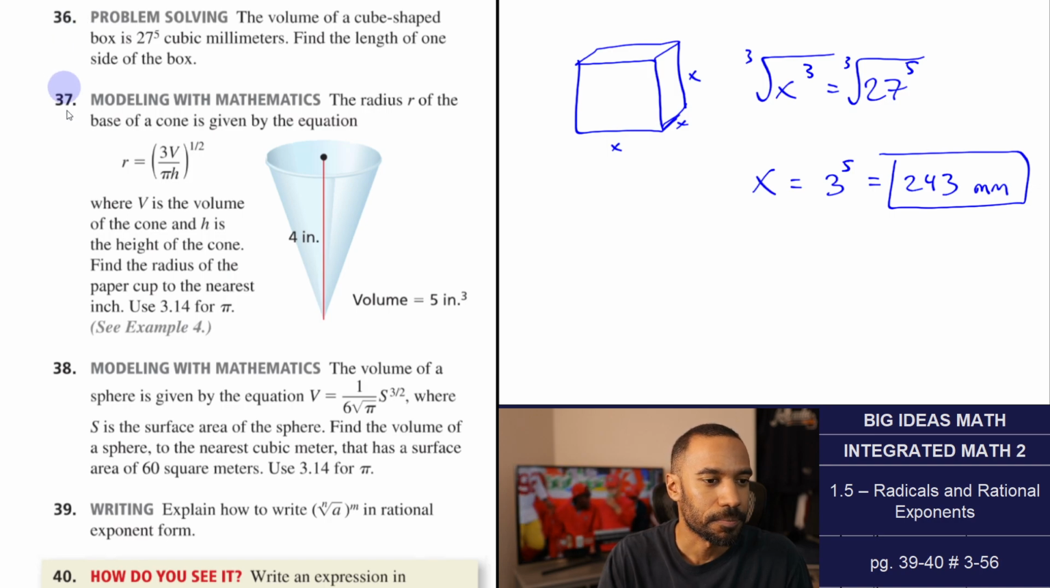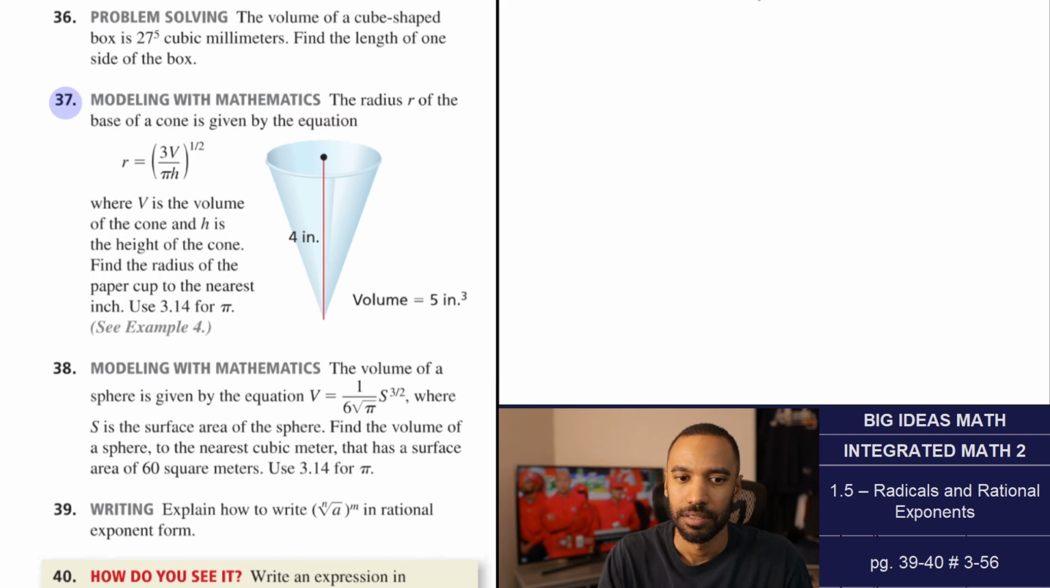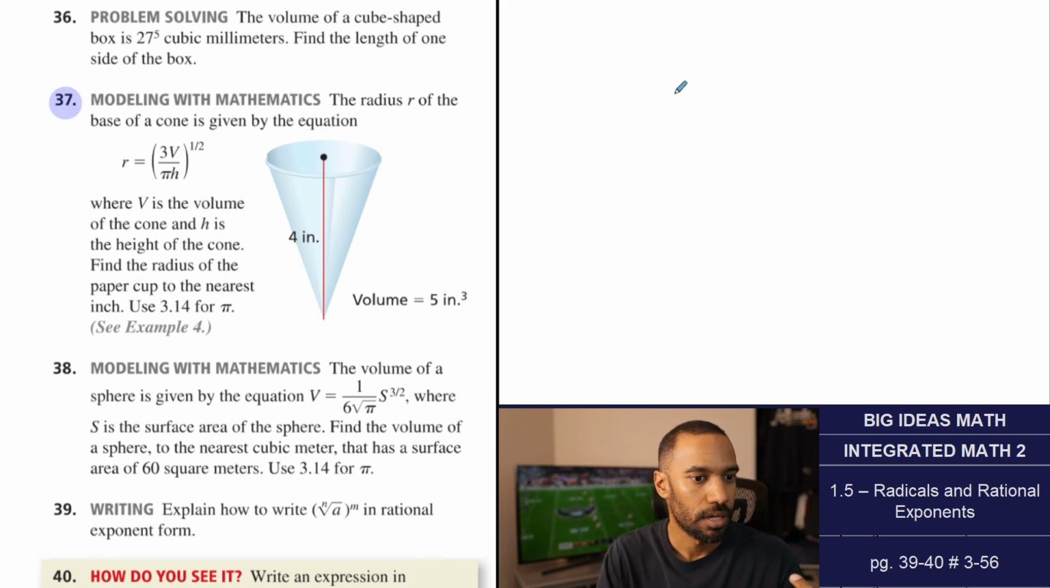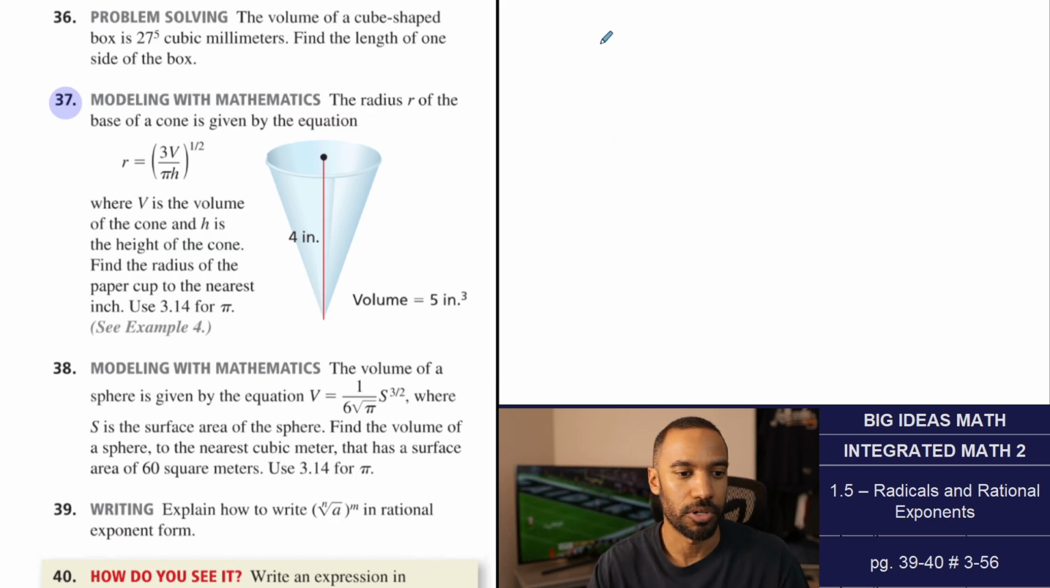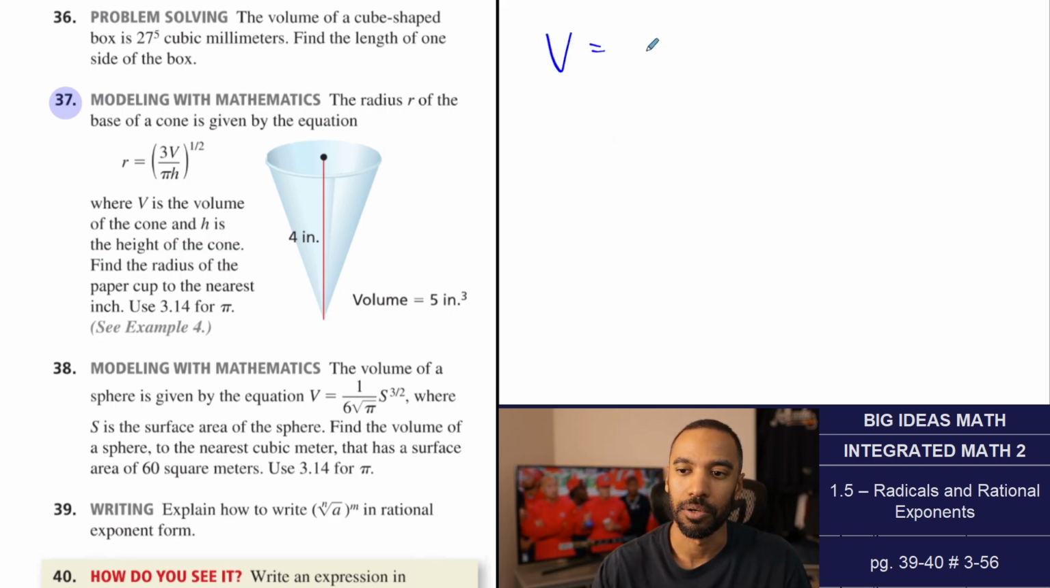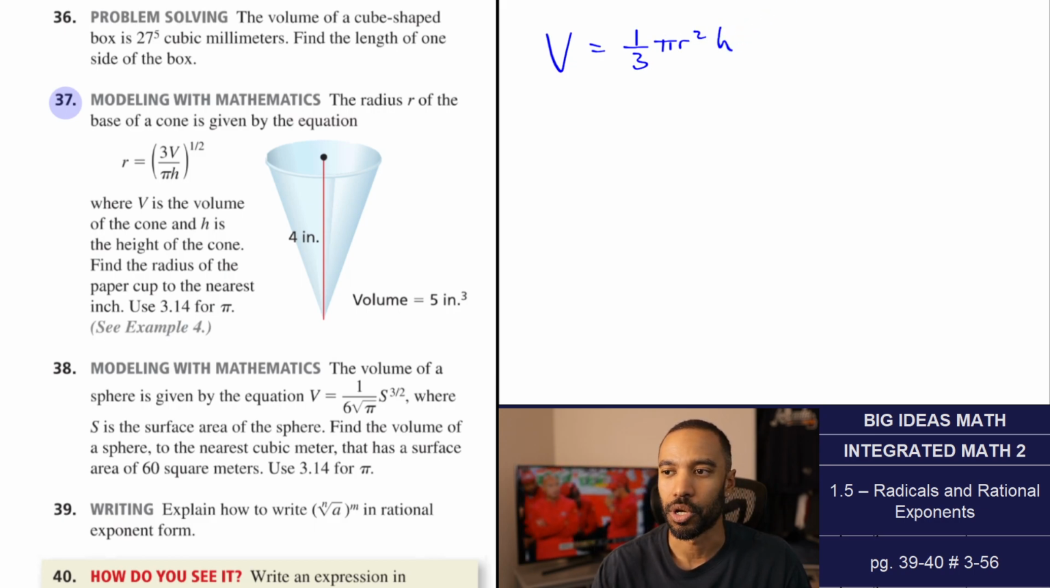Number 37. The radius r of the base of a cone is given by the equation. I think we were talking about a sphere in the lecture portion, if you heard that. But the volume of a cone is 1/3 pi r squared times height. So I'll just show this to you right here.